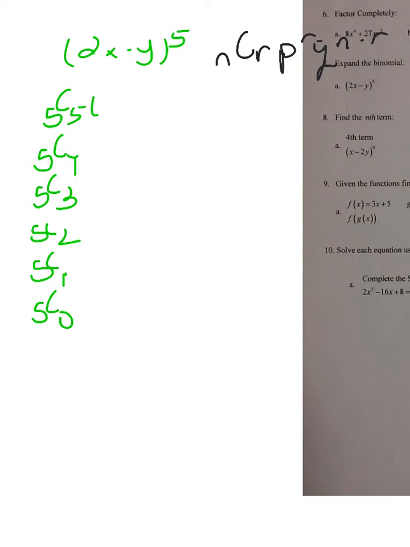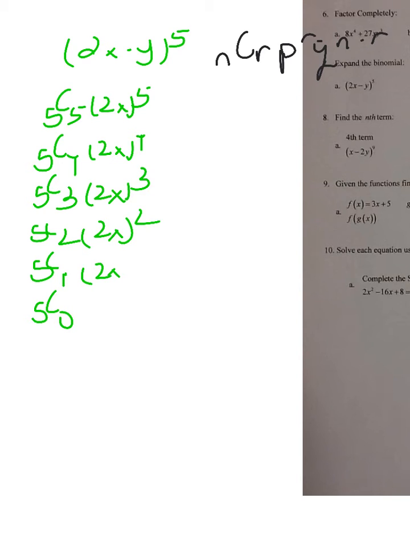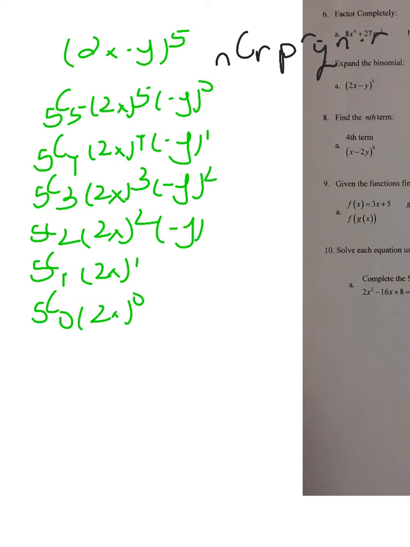And then it's 2x to the 5th, 2x to the fourth, 2x to the third, 2x to the second, 2x to the first, 2x to the 0. And then it is negative y to the 0, negative y to the first, negative y squared, negative y to the third, negative y to the fourth, and negative y to the fifth.